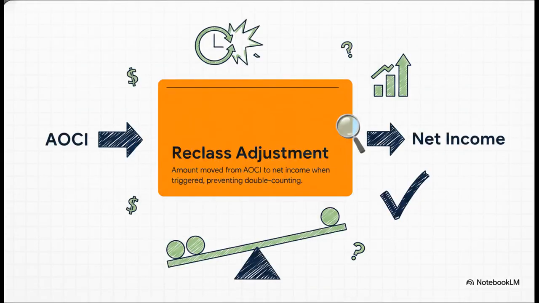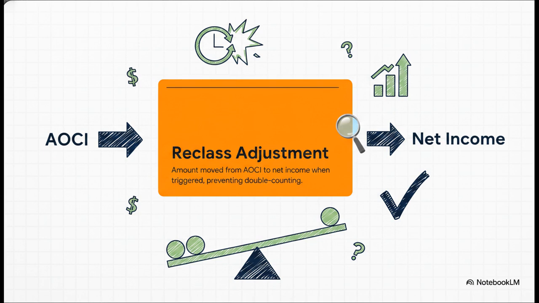Now let's talk about the reclassification adjustment. Listen, this is a massive area of risk for accountants. A reclassification adjustment is the specific amount transferred out of OCI and into net income when a certain trigger event is met. Why is this so absolutely crucial? Because it prevents double counting.